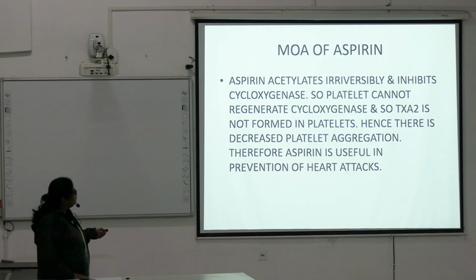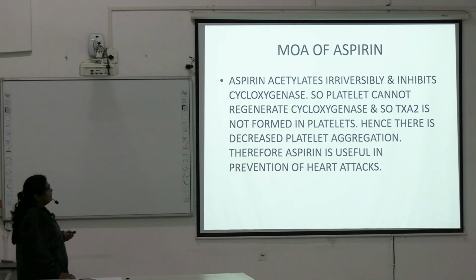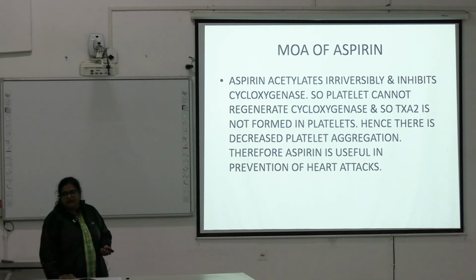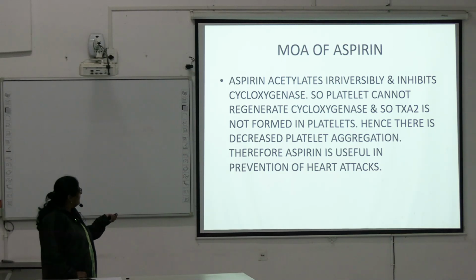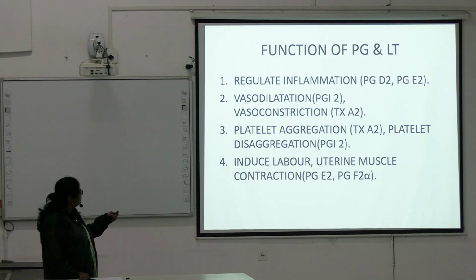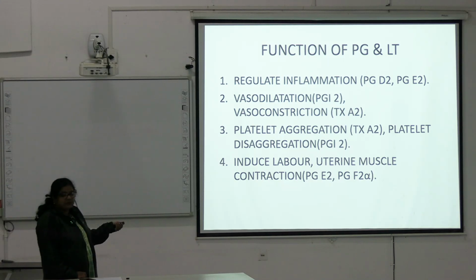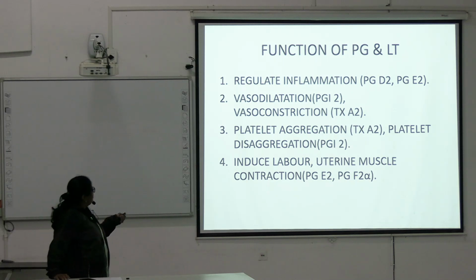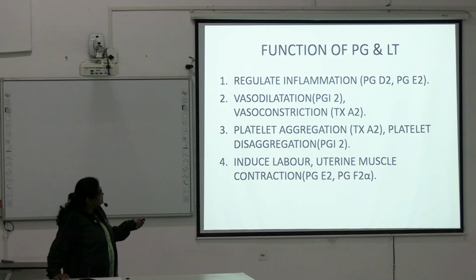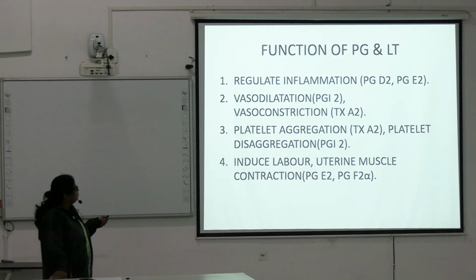So thromboxane A2 is not formed in platelets. Hence, there is decreased platelet aggregation. In the function slide you saw the functions: platelet aggregation by thromboxane A2 and disaggregation by prostacyclin, vasodilation by prostacyclin, vasoconstriction by thromboxane A2. Okay. So if thromboxane A2 is not synthesized, there is no platelet aggregation.